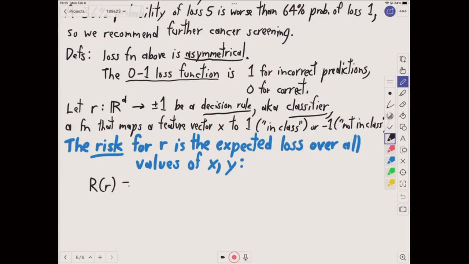Let's put that in terms of mathematics. Given a decision rule R, the risk, which I'm going to call capital R of little r, is the expected value of the loss over all of the possible training and test points I might ever encounter. So x and y, you should think of those as being random variables from a joint probability distribution of feature point, comma, class.